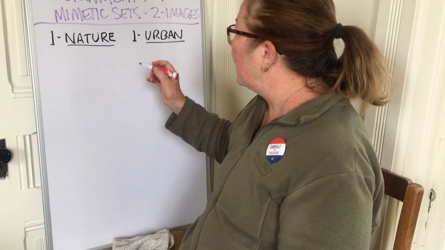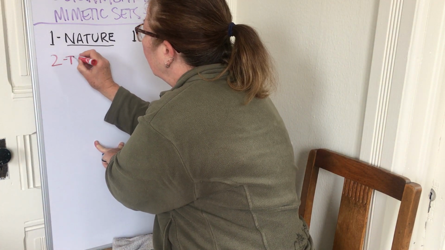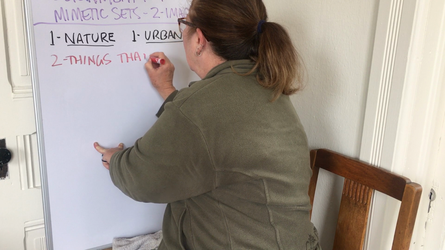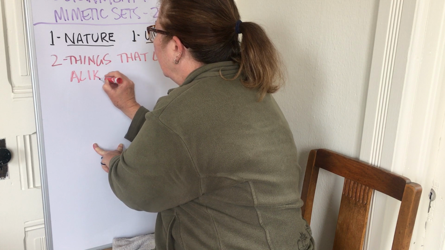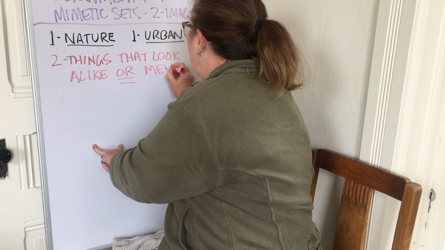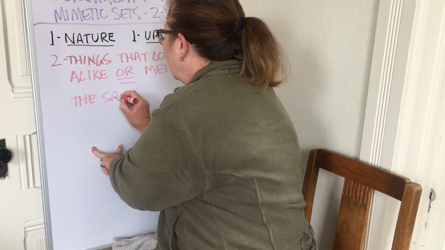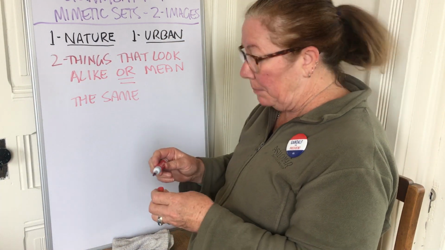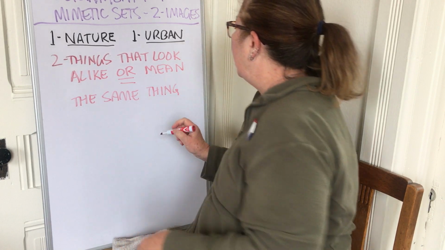So in these ones, remember what we talked about. Mimetic sets is two things, right? One nature, one urban, that look alike, that look the same, or mean the same thing, right? They have the same meaning. Right. So two things that look alike or mean the same. Mean the same thing, how about that? Or have the same meaning, okay?